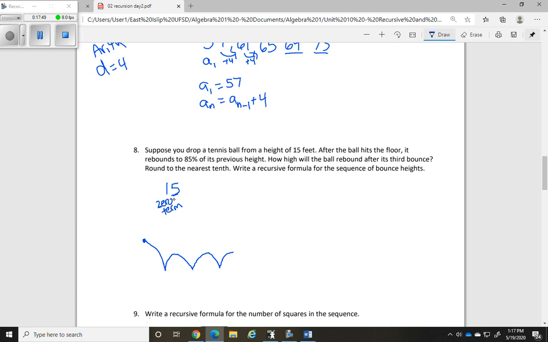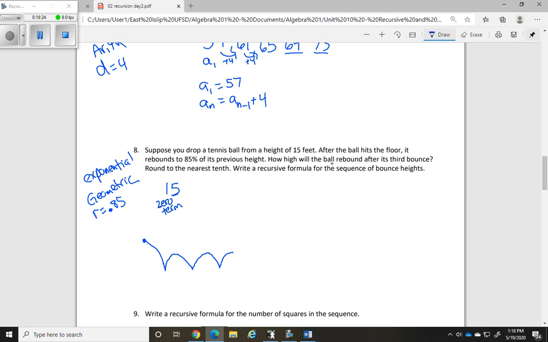The other thing that we have to be careful about is we want to change this 85% to a decimal so that we can multiply, right? So that it really does look exponential. Remember, geometric sequences look exponential. So the common ratio is really 0.85, right? If it's 85%, we change it to a decimal.